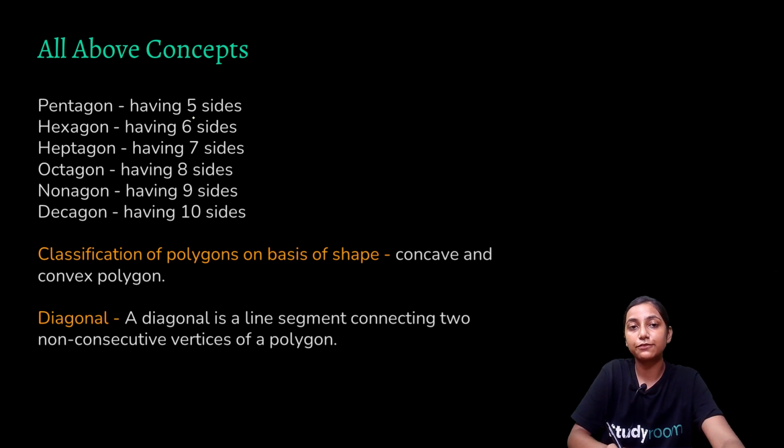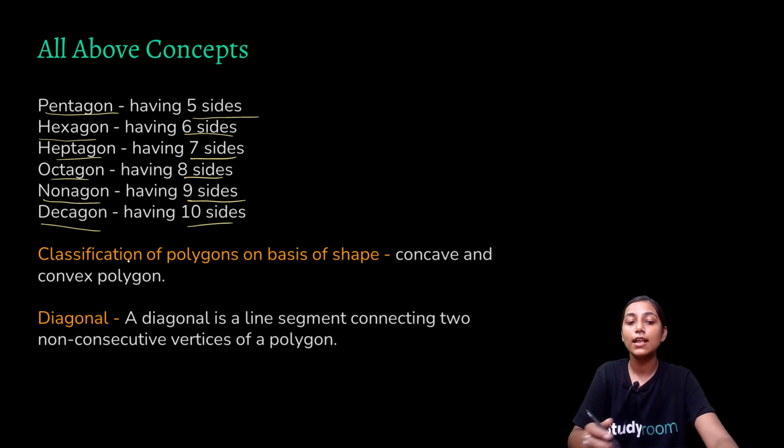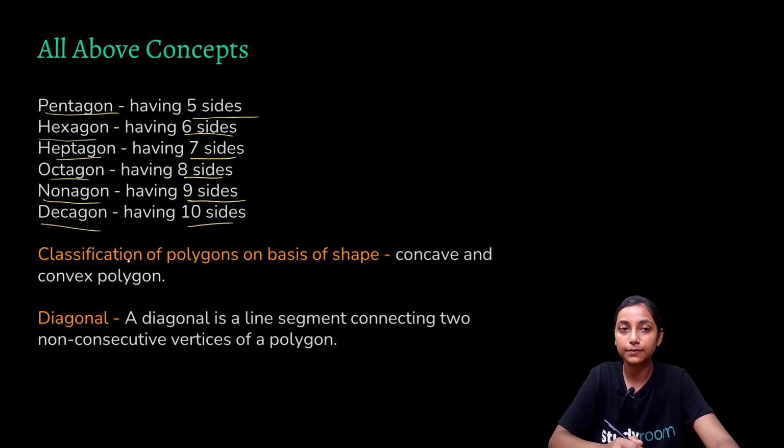If the polygon has 5 sides, that is a pentagon. 6 sides will be a hexagon. 7 sides will be a heptagon. 8 sides will be an octagon. 9 sides will be a nonagon. And a 10 sided polygon will be called a decagon. That was all on the basis of the number of sides, or we can say the number of vertices.